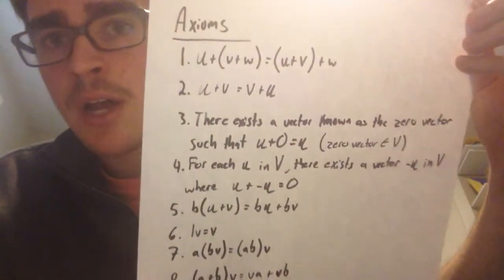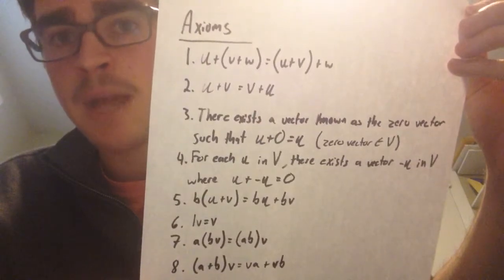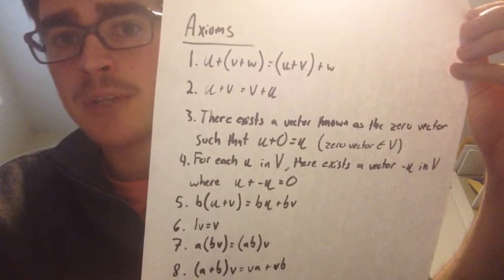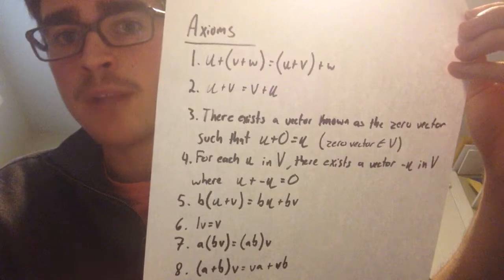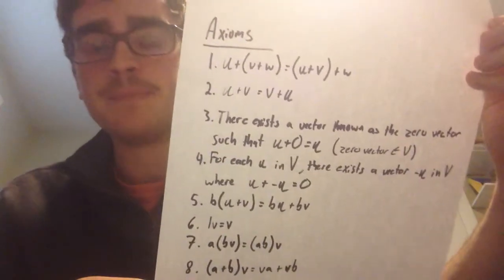So here's the list of axioms. I'm not going to read them out loud for time constraints. You can pause the video, write them down, and study them as you please. So let's take a look at vector addition and scalar multiplication, our two operations.